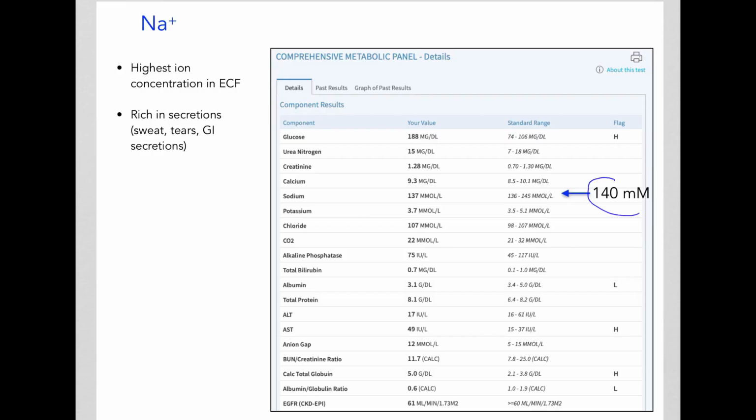Sodium is one of the several tests which is part of the comprehensive metabolic panel, and blood sodium is about 140 millimolar. This is the ion that is present in the highest concentration in the extracellular fluid, such as blood. Sodium is also very rich in secretions, such as sweat, tears, as well as secretions from the gastrointestinal tract.